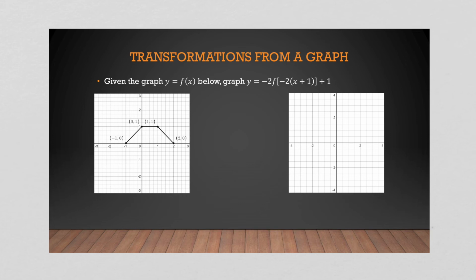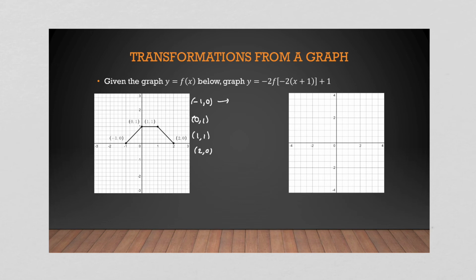If we just determine the transformed point of the individual key points here, we can then connect the dots on our new grid. So what are the original given points? That's always a good place to start. We have -1, 0. We have 0, 1. We have 1, 1. And we have 2, 0.